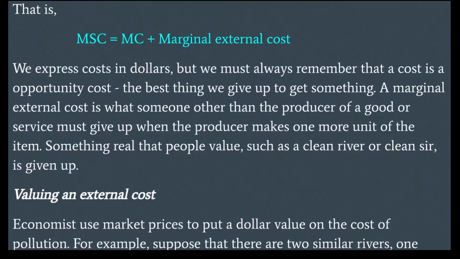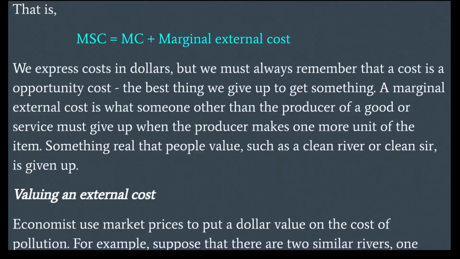We express cost in dollars, but we must always remember that a cost is opportunity cost, the best thing we give up to get something. A marginal external cost is what someone other than the producer of a good or service must give up when the producer makes one more unit of the item. Something real that people value, such as clean water or clean air, is given up.